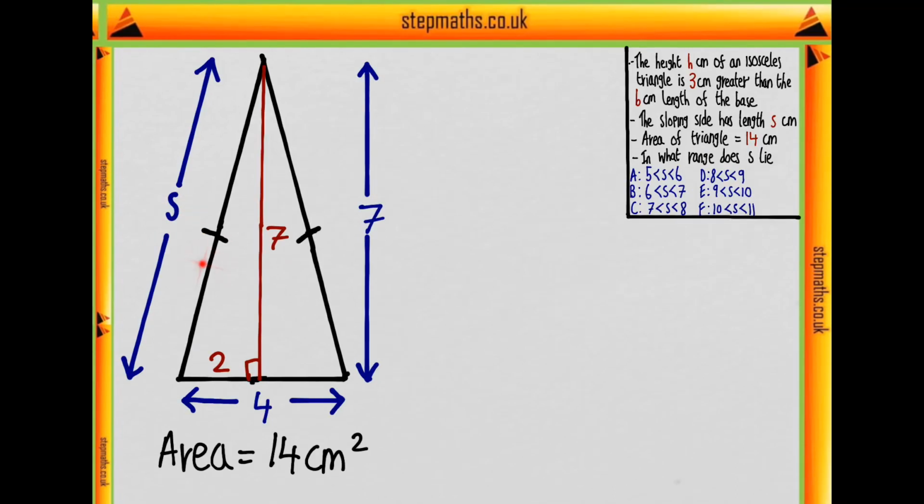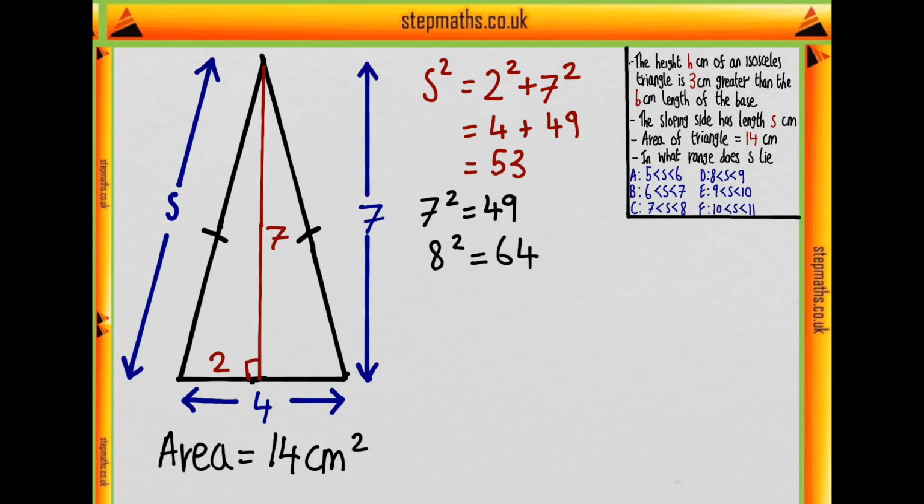So by Pythagoras, s squared is equal to 7 squared plus 2 squared. And we can work these out, so 2 squared is 4, 7 squared is 49. And add those together, we get 53. But remember, we don't actually have to work out exactly what s is. We're asked in what range does s lie. So recall that 7 squared is 49 and 8 squared is 64. And from this, because 53 is between 49 and 64 clearly, then s must be between 7 and 8. And so we know our answer is C as required.